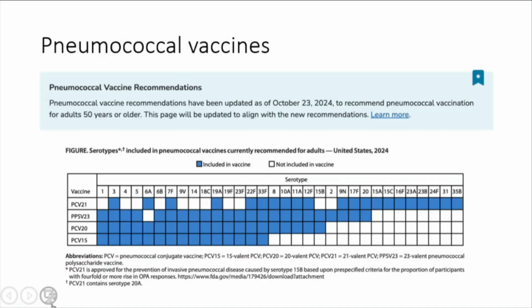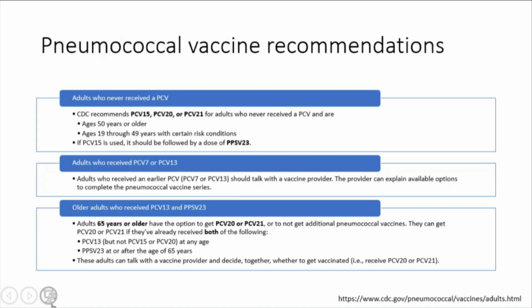All the PCVs are the conjugate vaccines, right? And the number tells you the number of different serotypes included. And then the PPSV is the polysaccharide vaccine, 23. The 21 is very new. And you can see that it covers a lot of serotypes not covered by PCV 20 or 15. That figure was interesting. And this is the current recommendations.